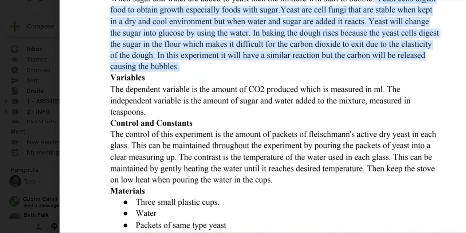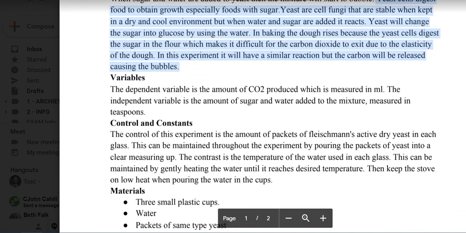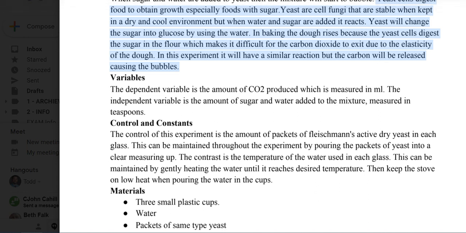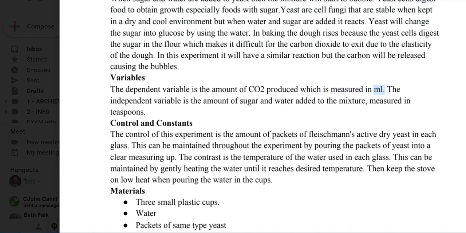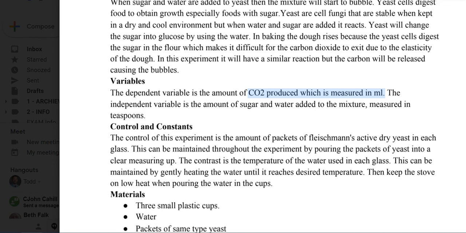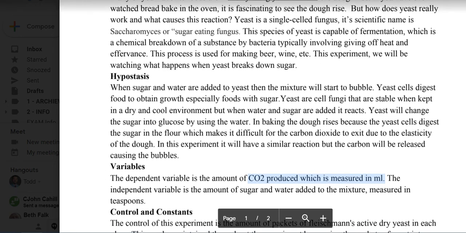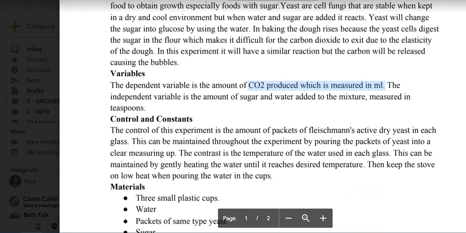Variables. First, list your independent variable, then your dependent variable after that. But you said here, dependent variable is the amount of CO2, which is measured in milliliters. Okay, and again, how are you going to do this? I assume you're going to make it bubble and whatnot, and you're going to trap it, but we want to see how you're going to do this up here in your background, okay?